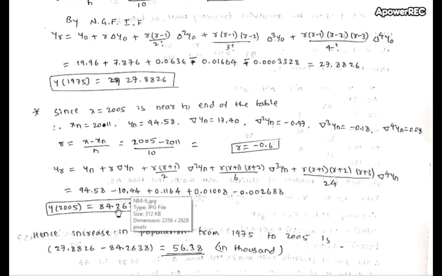So after subtracting these two results, we get the total increase of the population between 1975 and 2005. Subtracting these two results, it is equal to 56.38, which is in thousands. So the population increases by this much value. For more examples, you have to refer to our PDF notes here. All these examples are similar.